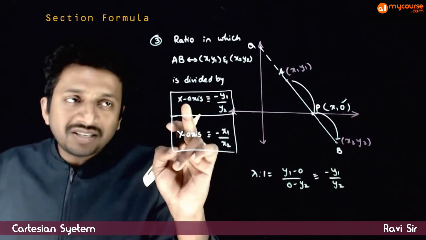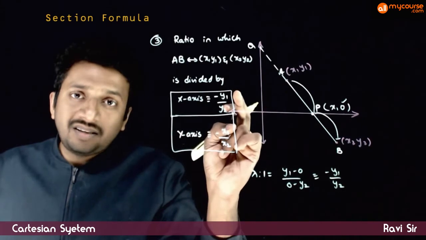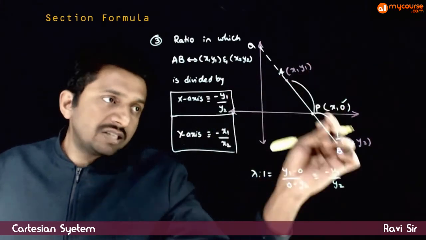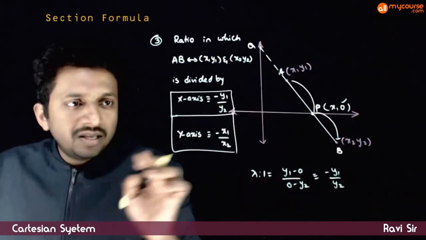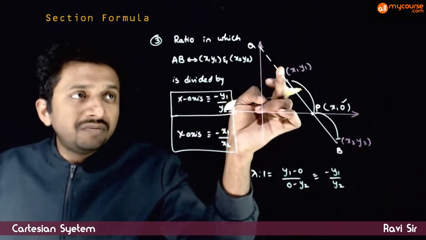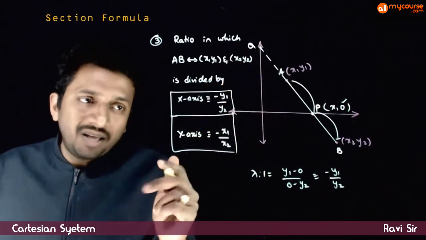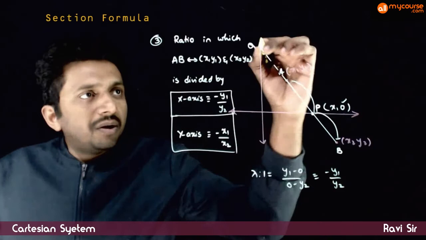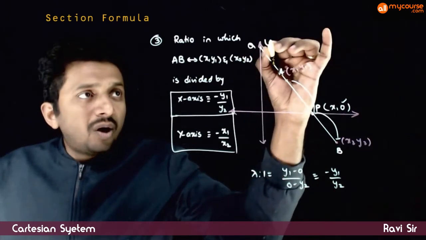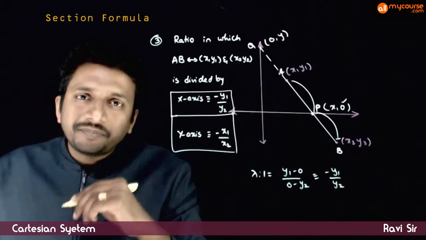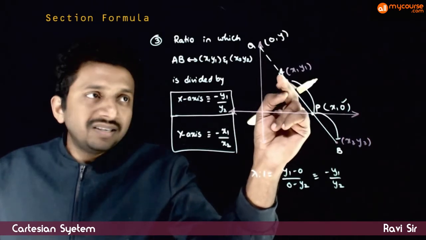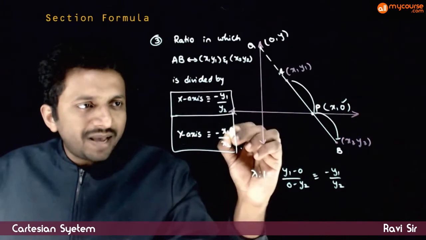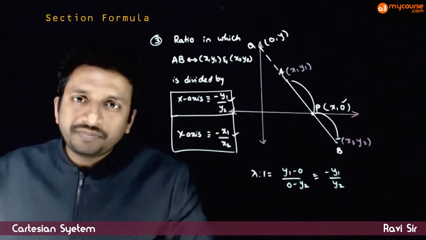So the ratio in which x-axis divides AB is minus of y coordinate of this by y coordinate of this. Similarly, the ratio in which y-axis divides AB is nothing but minus of x1 is to x2, because the point Q on y-axis looks like 0, y. So you can calculate the ratio using the x coordinates, x1 minus 0 by 0 minus x2. That is minus of x1 by x2.